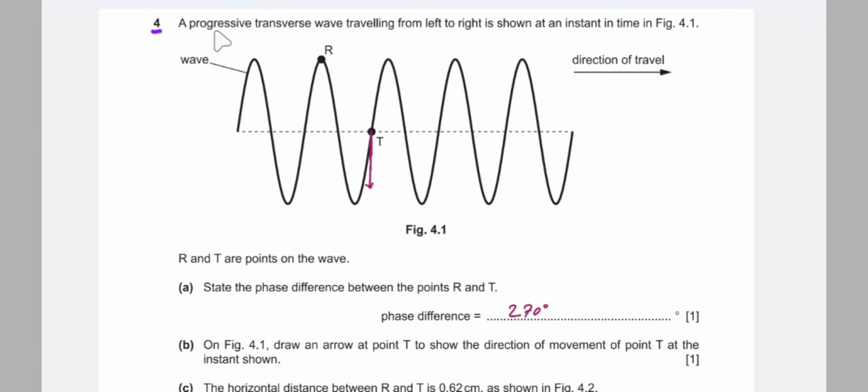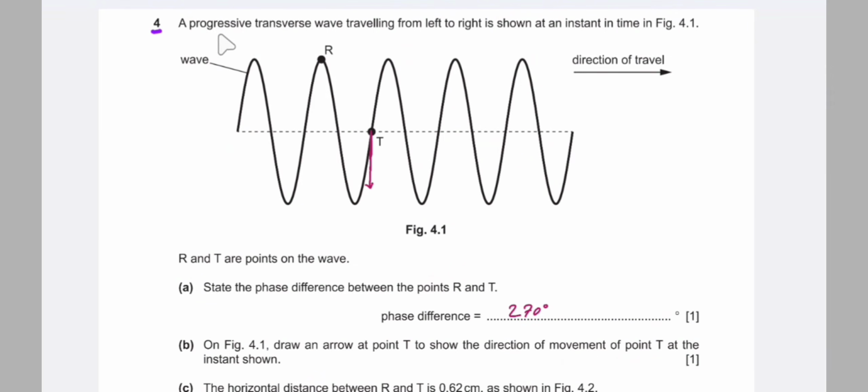For question number 4, a progressive transverse wave travelling from left to right is shown at an instant in time in figure 4.1. R and T are points on the wave. State the phase difference between points R and T.